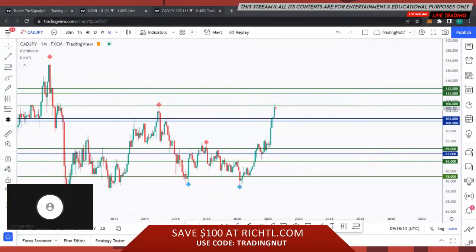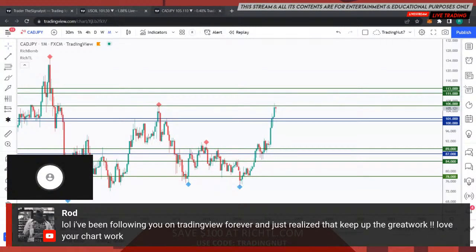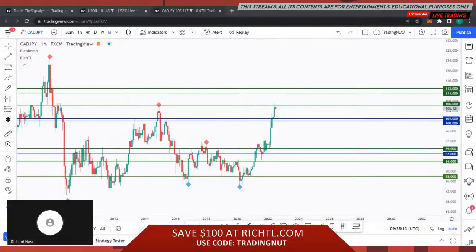Okay, I'm going to CAD JPY now. Rod, I've been following you on TradingView forever, and just realized that you can keep up the great work. Fantastic, Rod. I'm happy that you are happy.